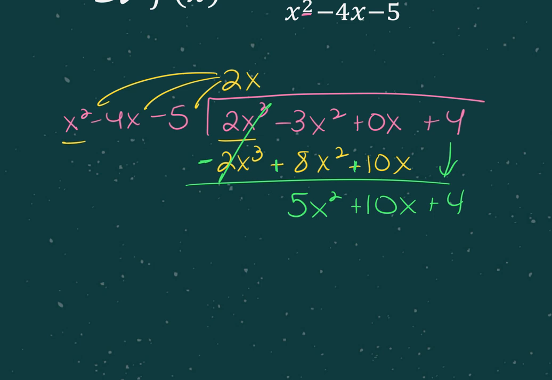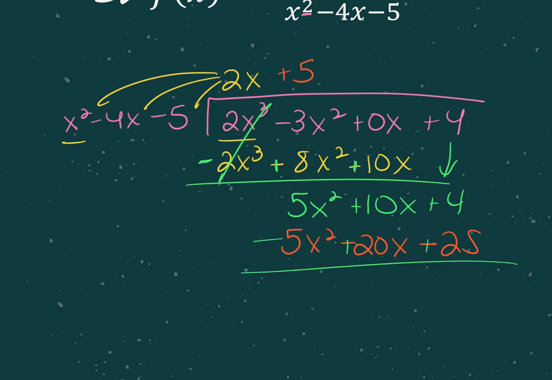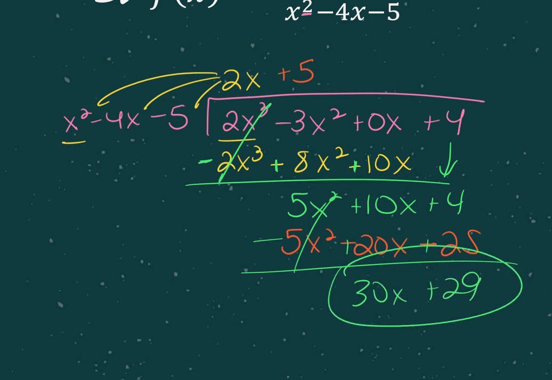And then repeat that process. So what do I have to multiply x squared by to get to 5x squared? Positive 5, and multiply it times all three. So 5x squared minus 20x minus 25. And you could literally stop there. If I was actually dividing it, I would change my signs. This would be my remainder.